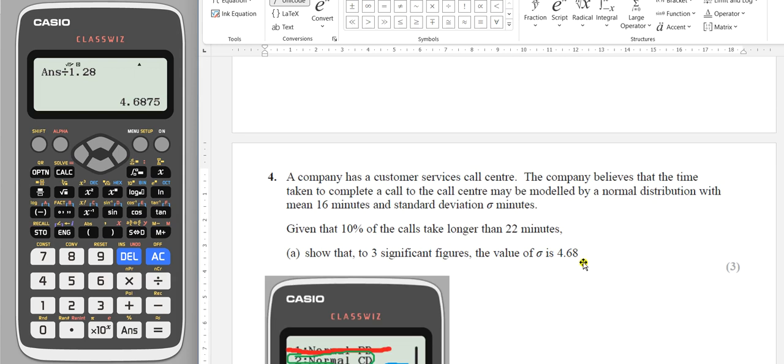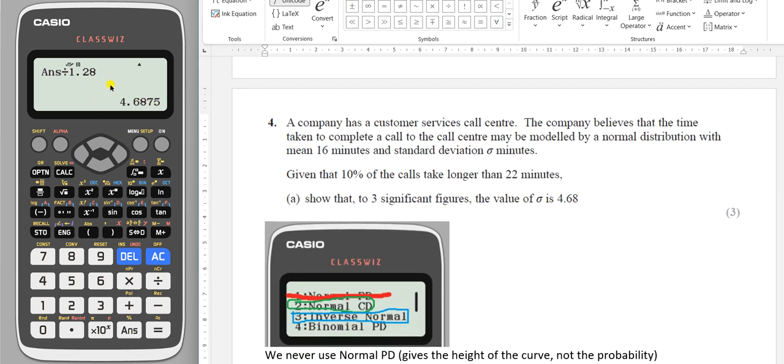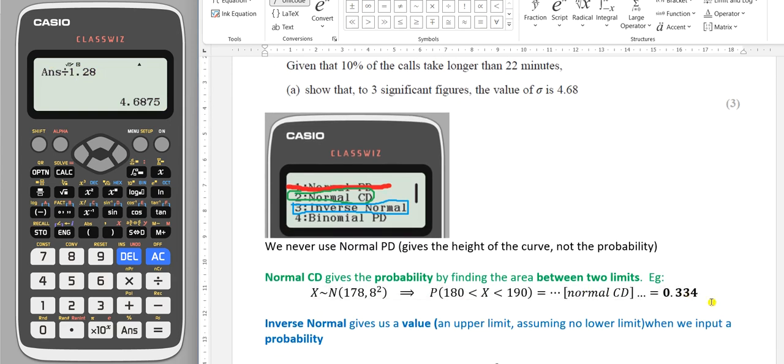Now, what's gone wrong? 4.6875, and they've got 4.68. The issue is, I played fast and loose with my rounding too soon. 1.28 is correct to 3 significant figures, but if I use a value that's only correct to 3 significant figures, I'm not going to get an answer at the end that's necessarily correct to 3 significant figures.